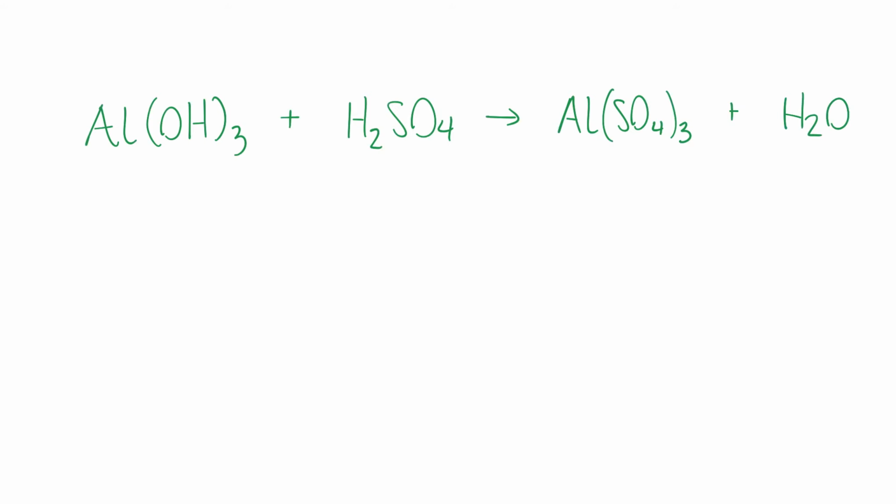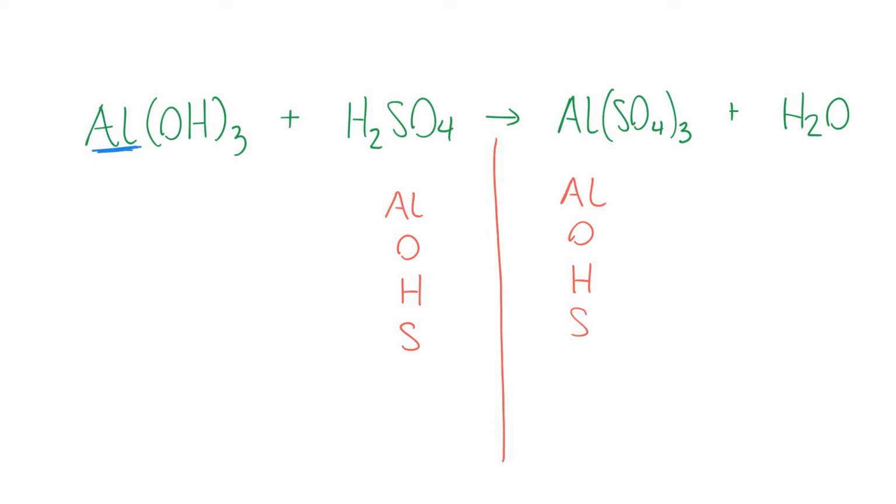Okay, so let's look at this. We're going to start by listing what elements we've got. We've got aluminum on both sides. We've got oxygen on both sides. We have hydrogen, both sides, and we have sulfur. Now, when we go to count this, we have to be super careful. So on the left side, how many aluminums? There's only one aluminum over here. How many aluminums on the right side? Just one.